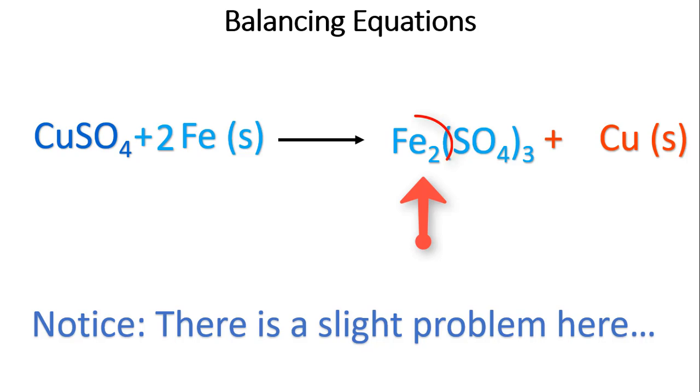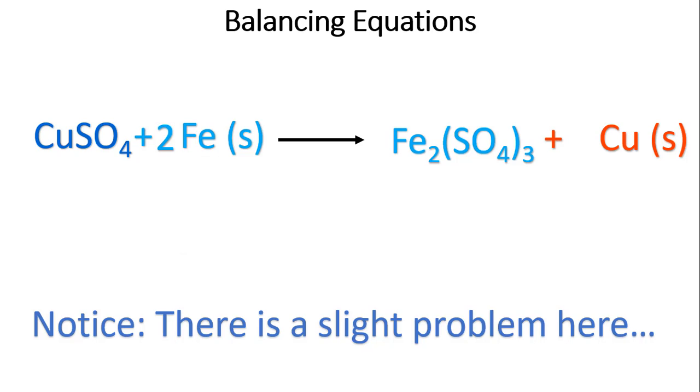Notice on the right side, the product side, there are two iron atoms here. And so on the left side, I need to make sure that there are two iron atoms. And so what I do is I put a coefficient in front of iron, right? A 2. That 2 means that now I have two irons on the left side of the reaction.